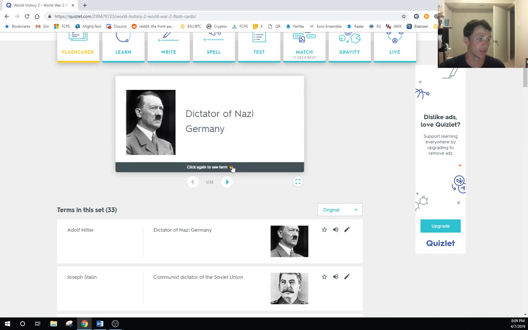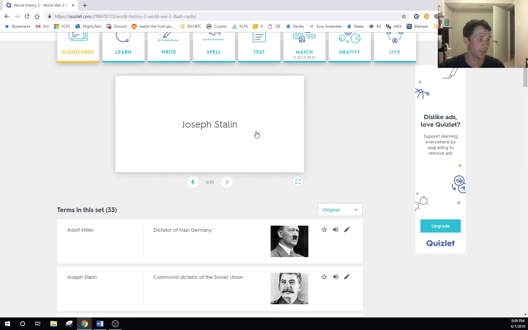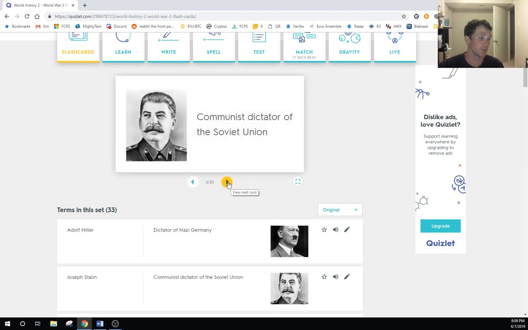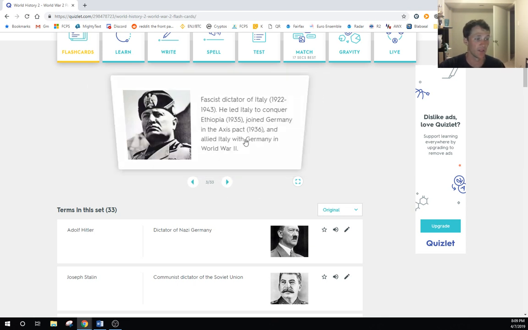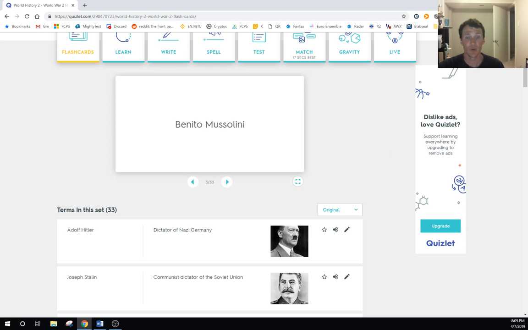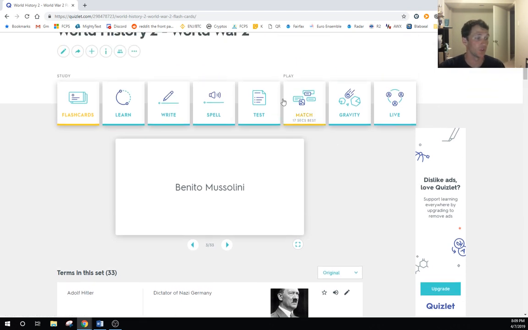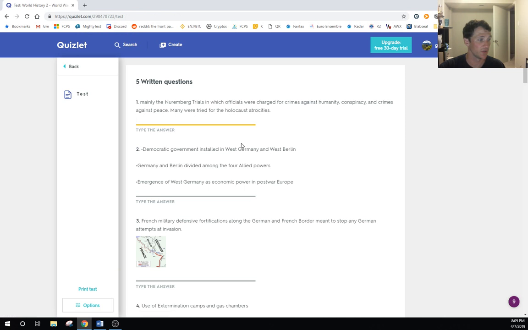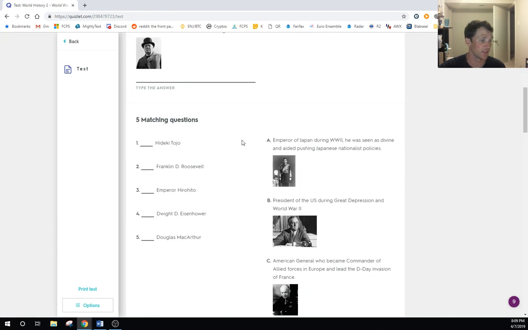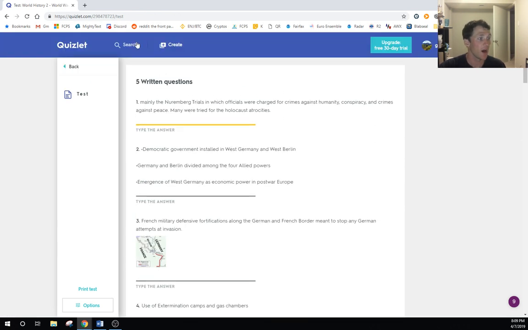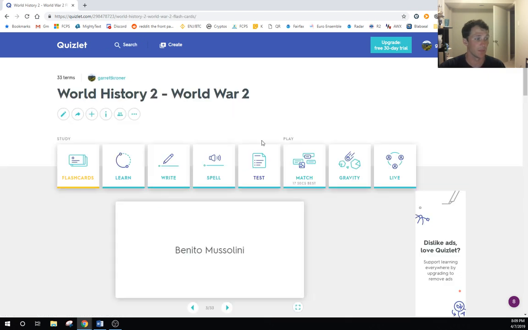You got Adolf Hitler, obviously the dictator of Germany. There's a picture of him. You got Stalin, communist dictator of the Soviet Union, and so on and so on. All right, so you can use those to help you study after this tonight. So there's one other thing that's cool, is you can do like a test. So if you wanted to, you can kind of test yourself with some of these things based off of the flashcards anyway.